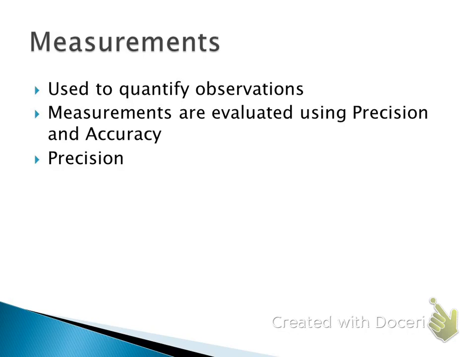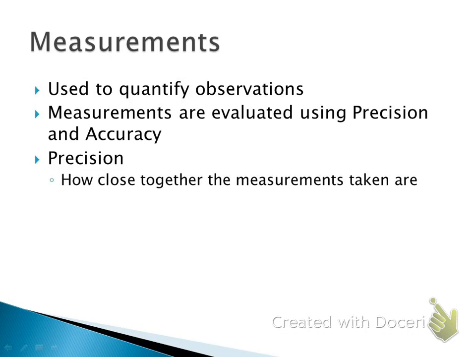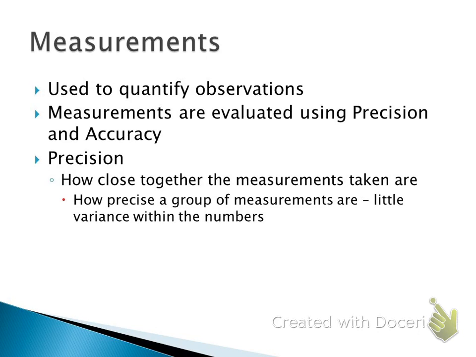Okay, precision is how close together our measurements are. I'm seeing how little variance there is within the numbers. So I want really precise measurements, which means we want all of our measurements to look similar and be within a really, really tight range.